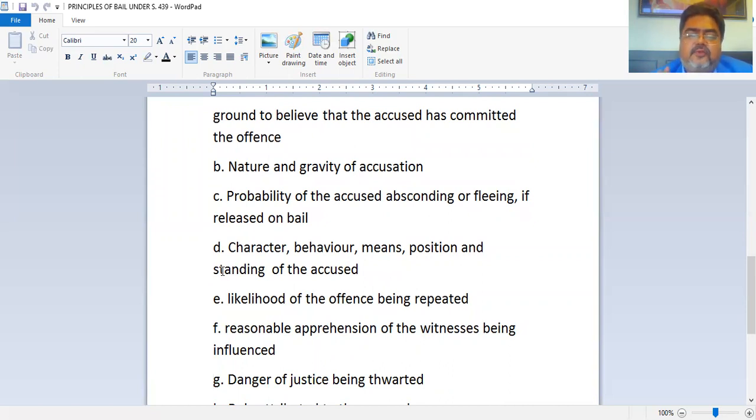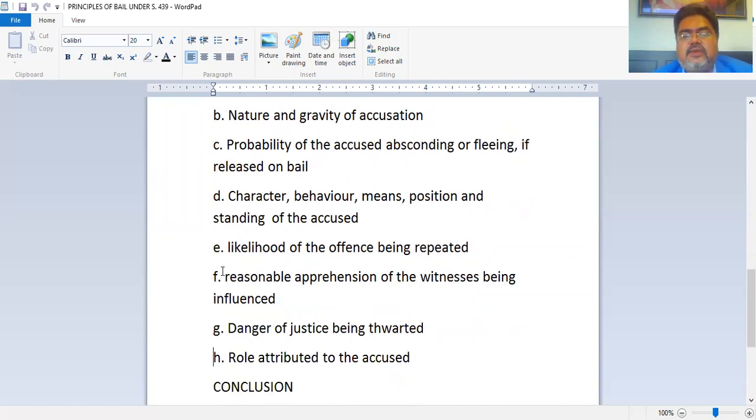Reasonable apprehension of the witnesses being influenced. We have already discussed this. Here the prosecution has to bring facts before the court to show that once the accused is enlarged on bail, there is a probability that he would contact the witnesses and try to influence them, try to tamper with them. Danger of justice being thwarted. If the accused is released on bail, there is a possibility of danger to justice.